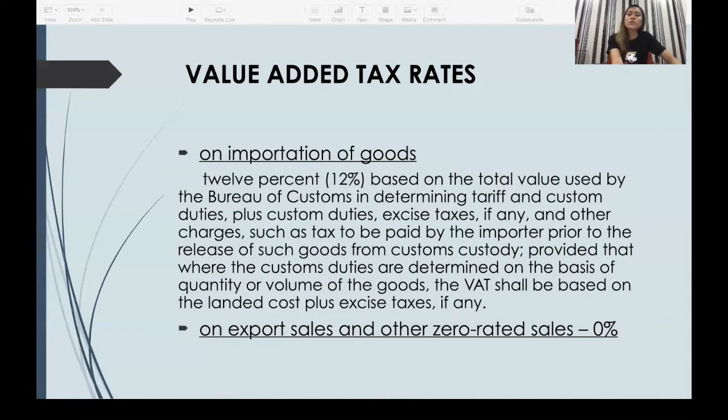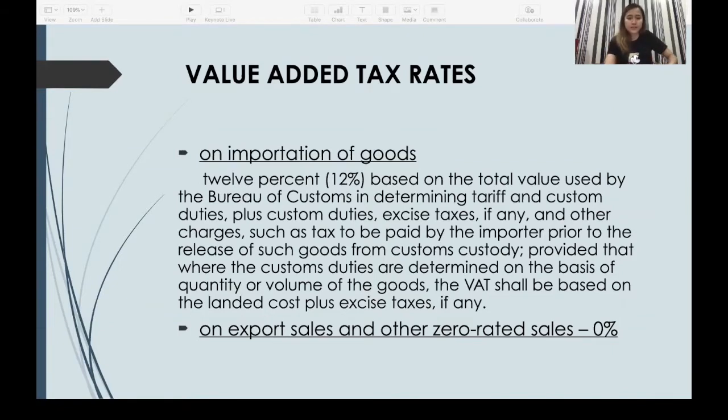Here, next, under value-added tax rates, we have on importation of goods, 12%, same doon sa goods and the services rendered. 12% based on the total value used by the Bureau of Customs in determining tariff and custom duties plus custom duties, excise taxes, if any, and other charges such as tax to be paid by the importer prior to the release of such goods from customs custody, provided that where the custom duties are determined on the basis of quantity or volume of the goods, the VAT shall be based on the landed cost plus excise tax, if any.